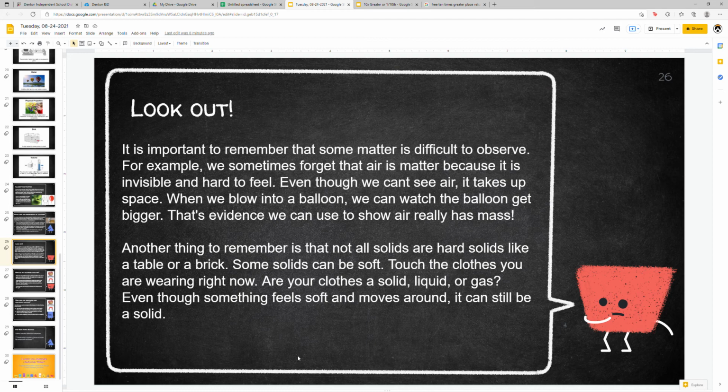Another thing to remember is that not all solids are hard solids like a table or a brick. Some solids can be soft. Touch the clothes you are wearing right now. Are your clothes a solid, liquid, or gas? Well, even though something feels soft and moves around, it can still be a solid, like the shirt you're wearing.